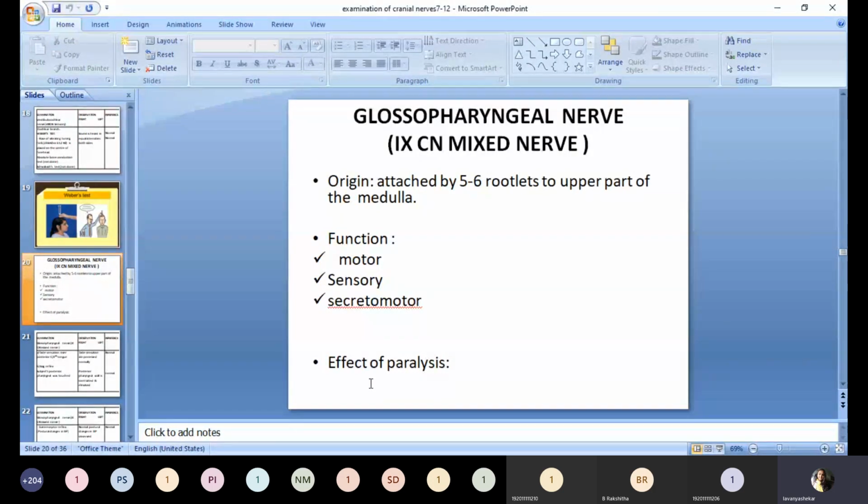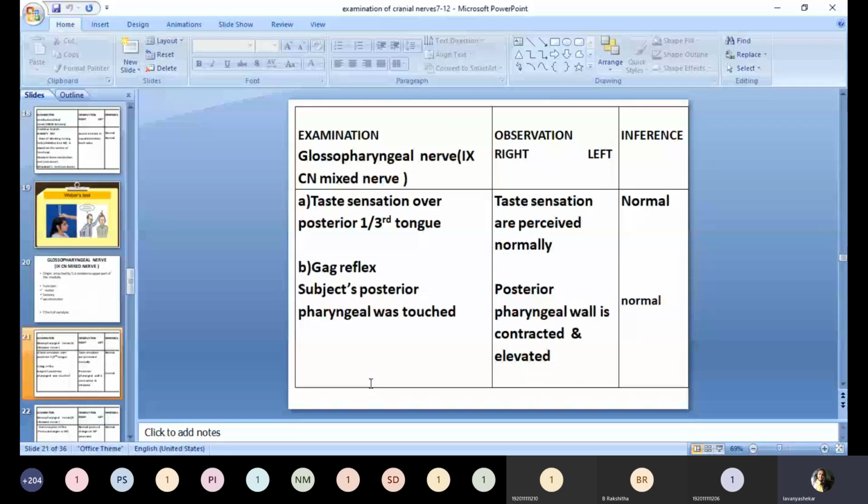So how do you test the glossopharyngeal nerve, that is your 9th cranial nerve? You are going to check the taste sensation from the posterior 1/3 of the tongue, in a similar way to how you tested the taste sensation for the facial nerve.